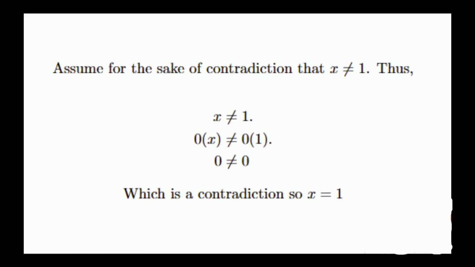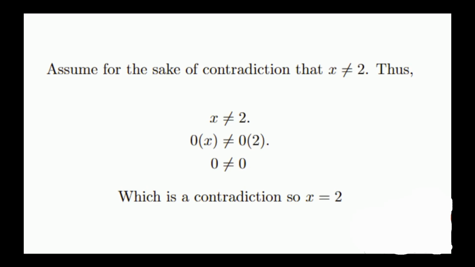So assume for the sake of contradiction that x does not equal 1. So it could be anything other than 1. However, if we multiply both sides of the equation x does not equal 1 by 0, we would get 0 does not equal 0. This is obviously wrong because everything equals itself, so our assumption that x does not equal 1 must be false. If x is unequal to 1, then it must be equal to 1. We solve for x equals 1.